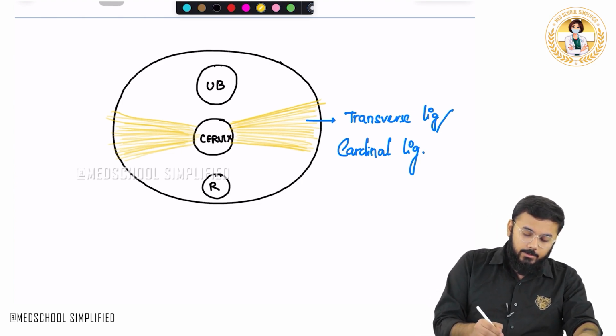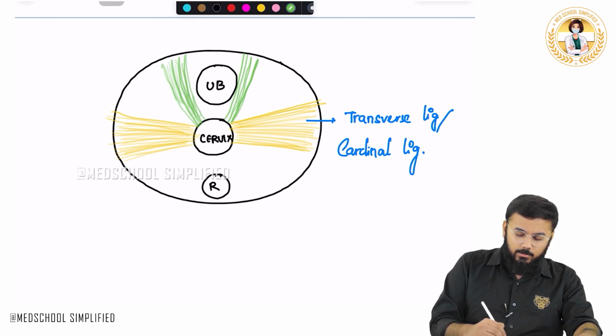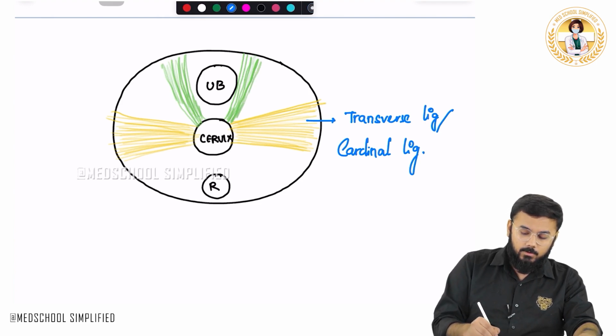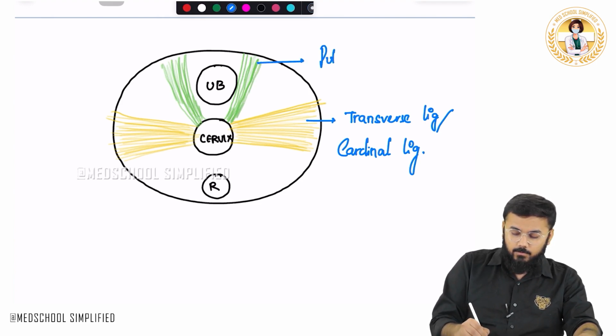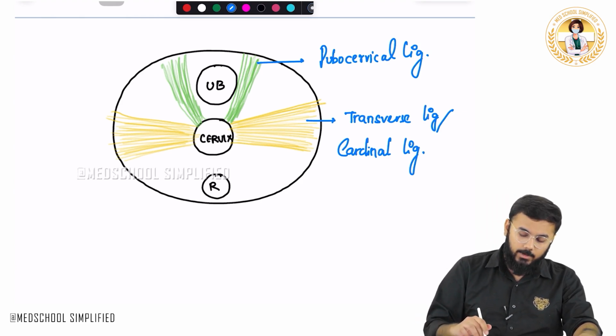So, this is that ligament. So, from the cervical region all the way up, right. So, this ligament over here which is present on both the sides is called as your pubo-cervical ligament. Pubo-cervical ligament, and the last ligament is uterosacral ligament.